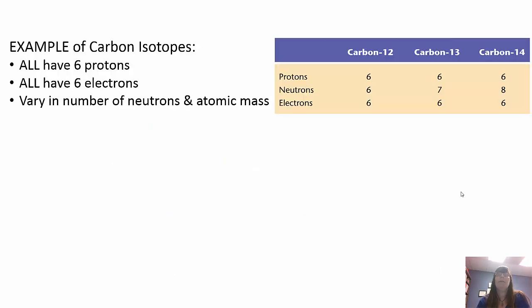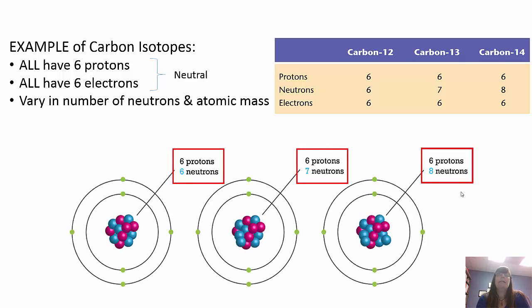So here's carbon 12, 13, and 14. They all have 6 protons. They all have 6 electrons. But carbon 12 has 6 neutrons, carbon 13 has 7 neutrons, and carbon 14 has 8 neutrons. So that adds to their atomic mass. That's very important because that atomic mass addition makes carbon 14 radioactive.